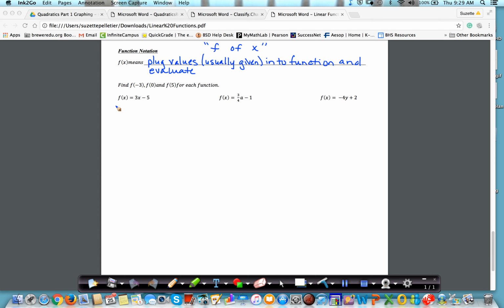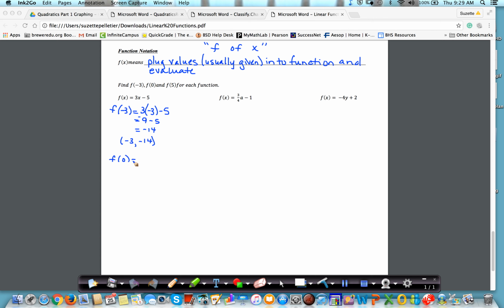So let's do that. F of -3 equals, that means plug -3 in everywhere you see x in the equation. So 3 times -3 minus 5. 3 times -3 is -9, minus 5 gives me a total of -14. So when x is -3, y is -14. We get an ordered pair as our answer.